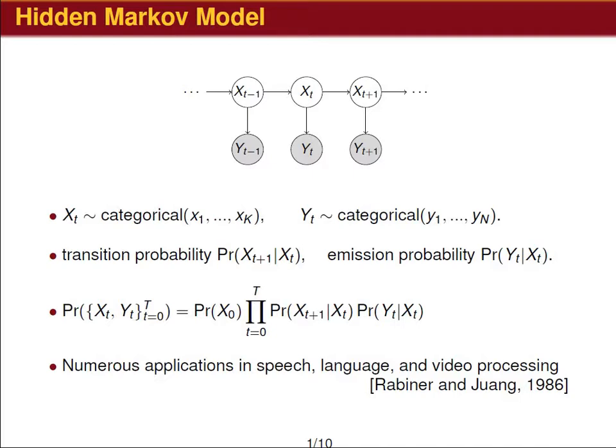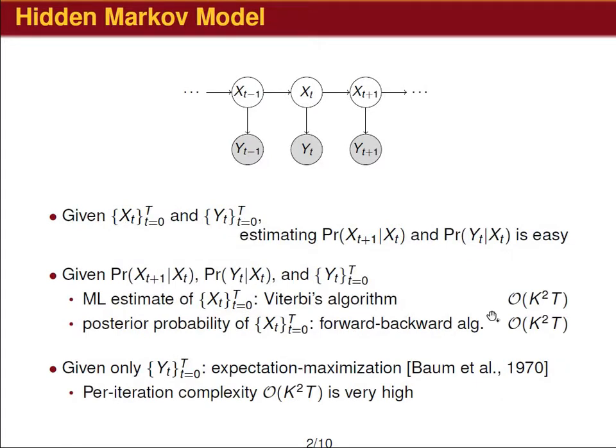And for each of the latent variable xt, we have an indirect observation denoted by yt, which is again categorical, taking capital N number of possibilities, and is characterized by the emission probability of yt given xt. With this graphical model, it's easy to write out the joint probability, which factors into this form, and it has numerous applications in speech, language, and video processing. Some of the classical results are as follows.